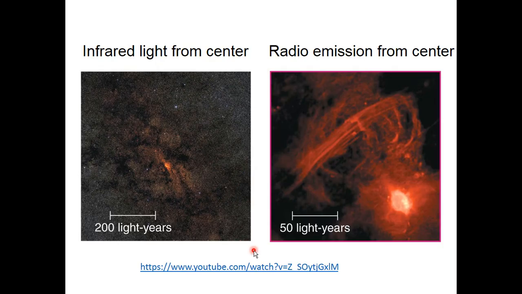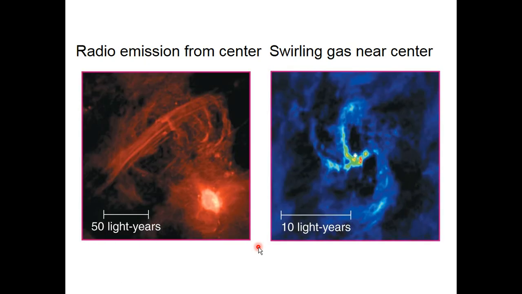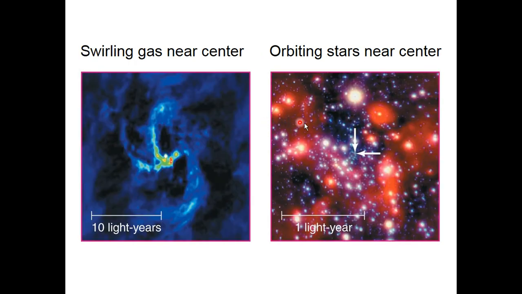So we zoom in on that, right? All these images are the same spot. And we're going to zoom in on it. Right. We look at infrared and we look at radio waves. I do recommend looking at these videos as we go on. And then from radio waves to looking at the emissions from the swirling gas. And we're zooming in further. Eventually, we get down to where we can see individual stars orbiting something.